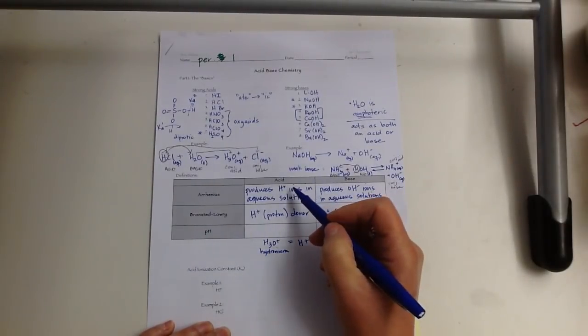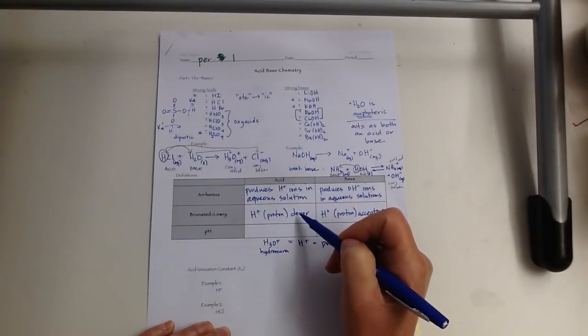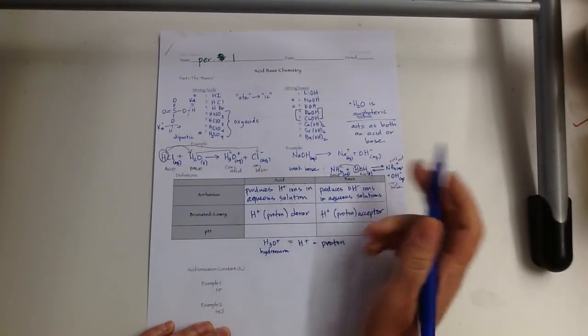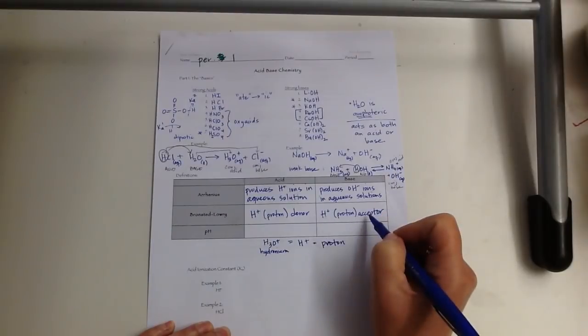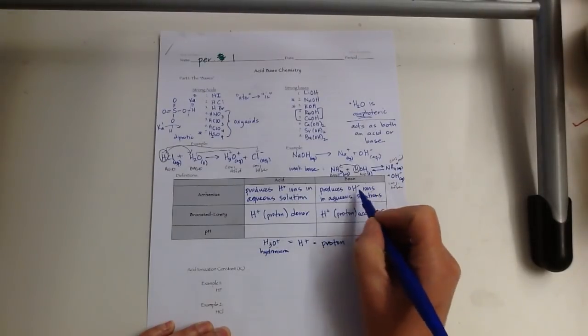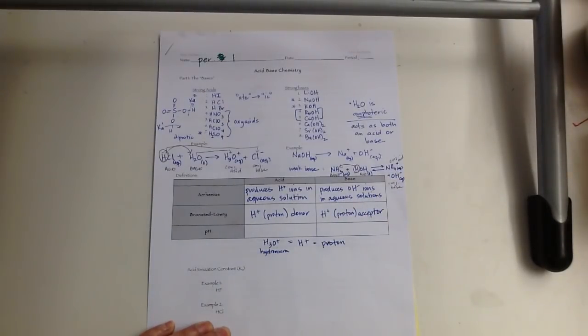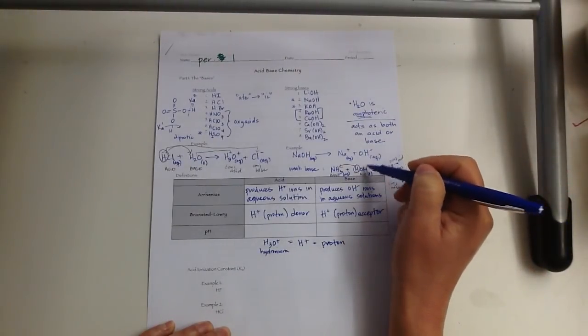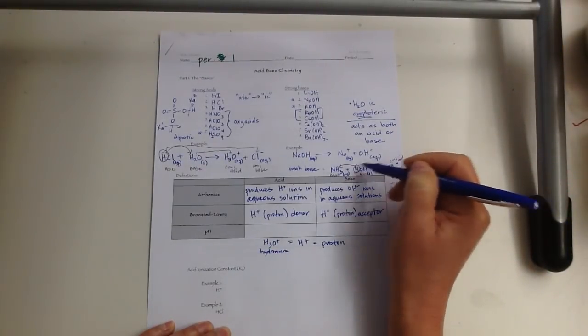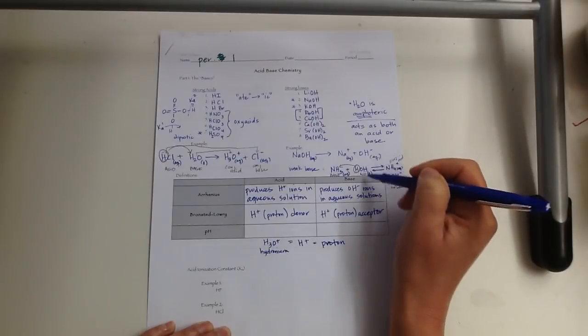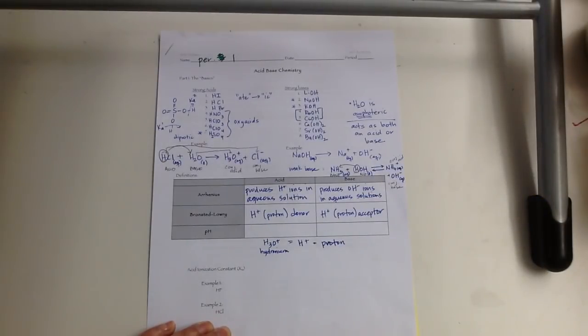So acids will either donate hydrogen ions, or they will produce hydrogen or hydronium in aqueous solution. Bases will accept hydrogen ions, or they will produce hydroxide ions in aqueous solutions. And notice that I showed you how both a strong base and a weak base can produce those hydroxide ions back up here the other day when we talked about that in class.